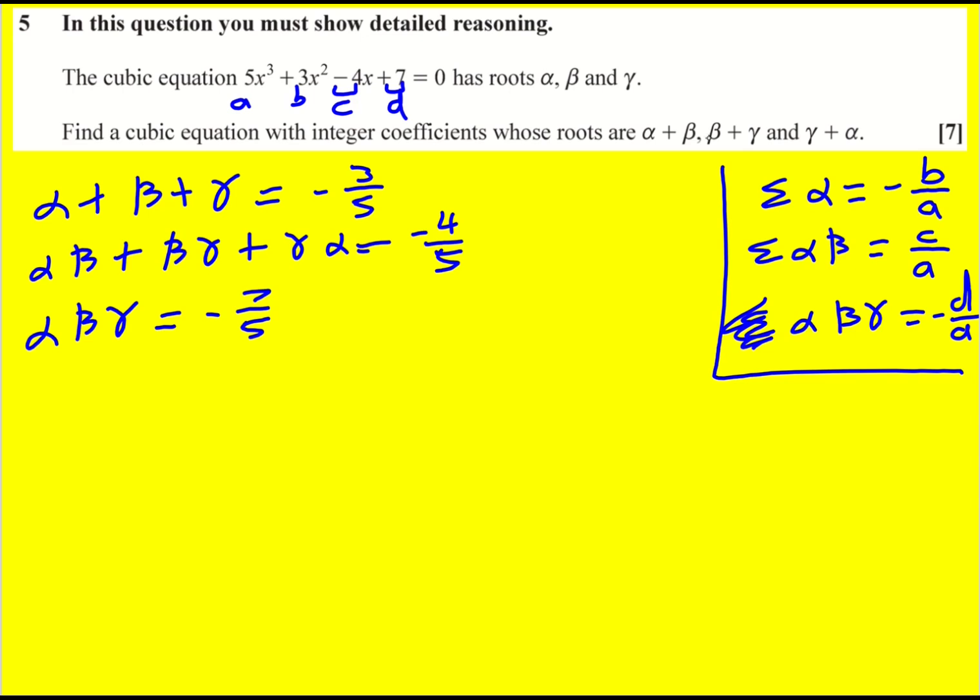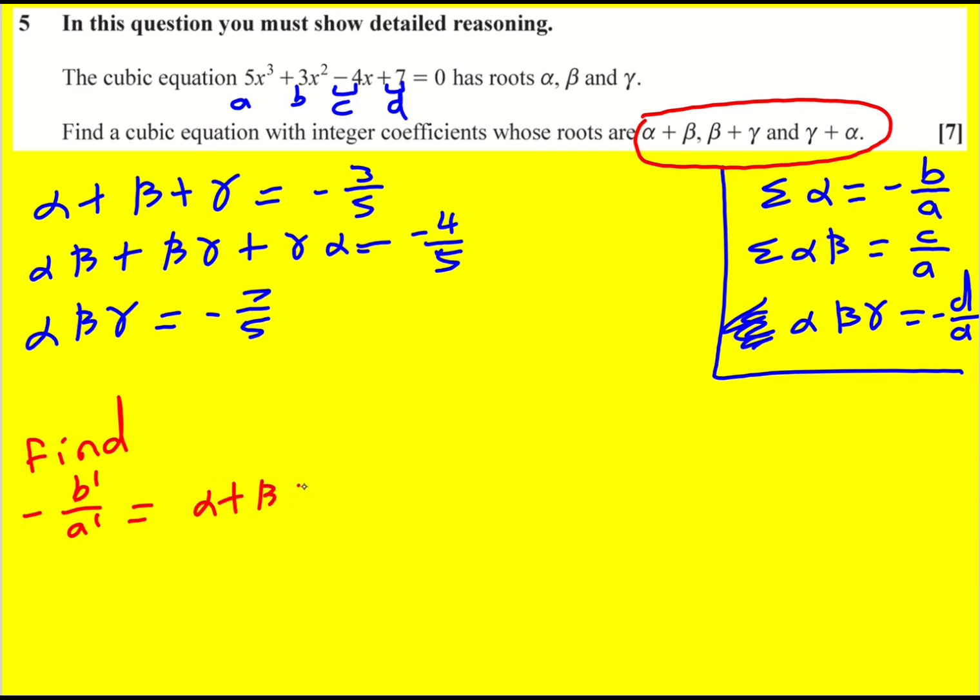And we want to then find out an equation with these roots. So what we actually want, it's worth writing this down, is to find minus b dash over a dash equal to alpha plus beta plus gamma plus alpha, the sum of all of those. This is actually very quick to do because it's just going to be 2 times alpha plus beta plus gamma, which is going to be minus 6 over 5. Like that with that one.